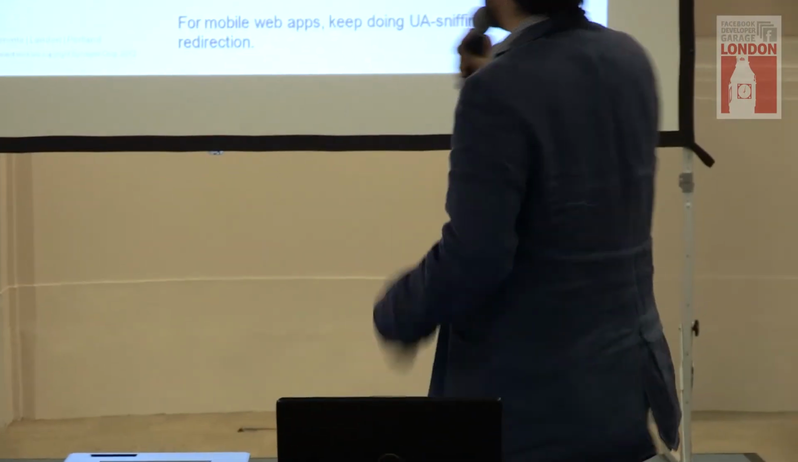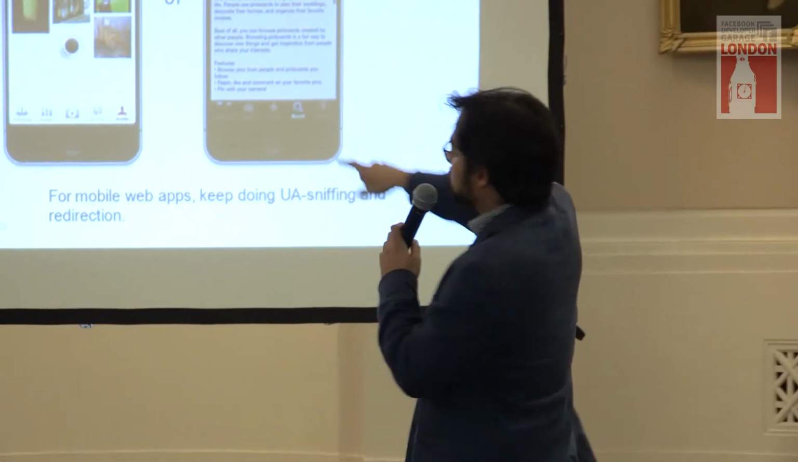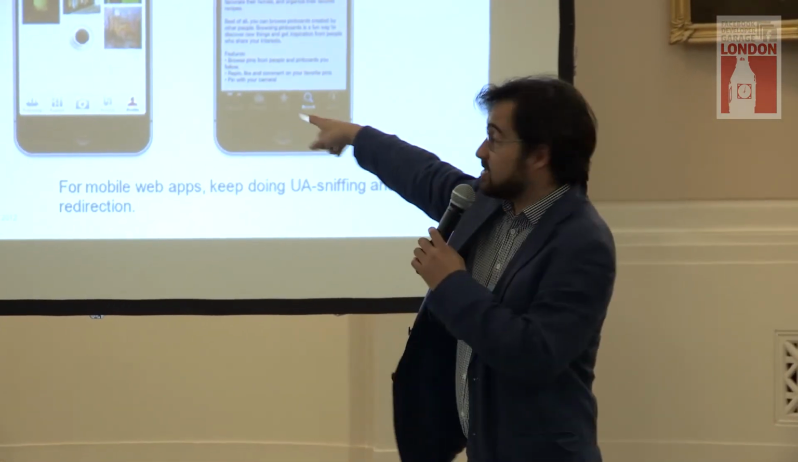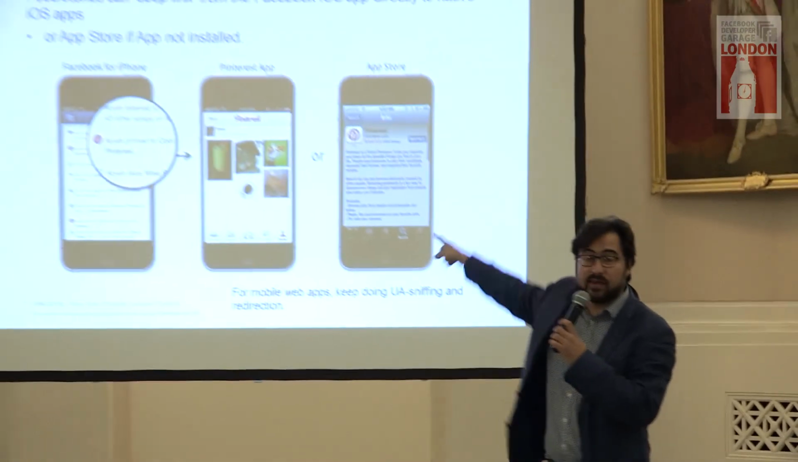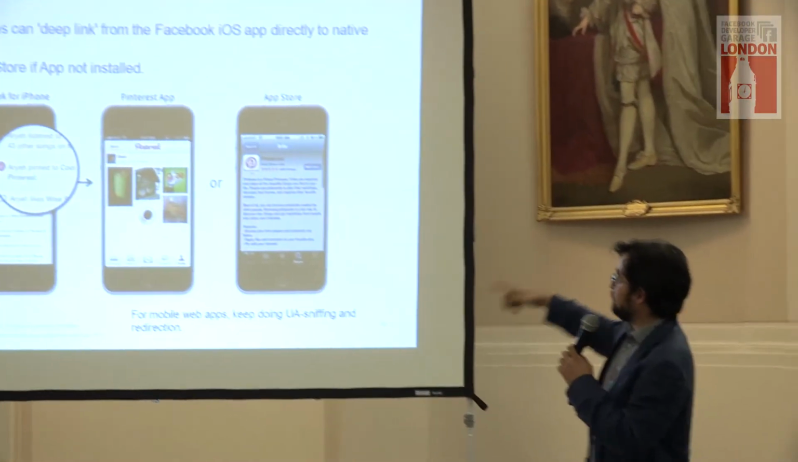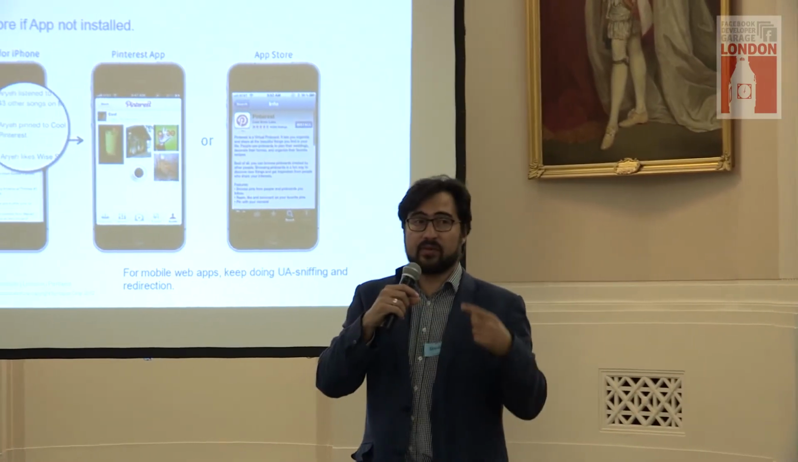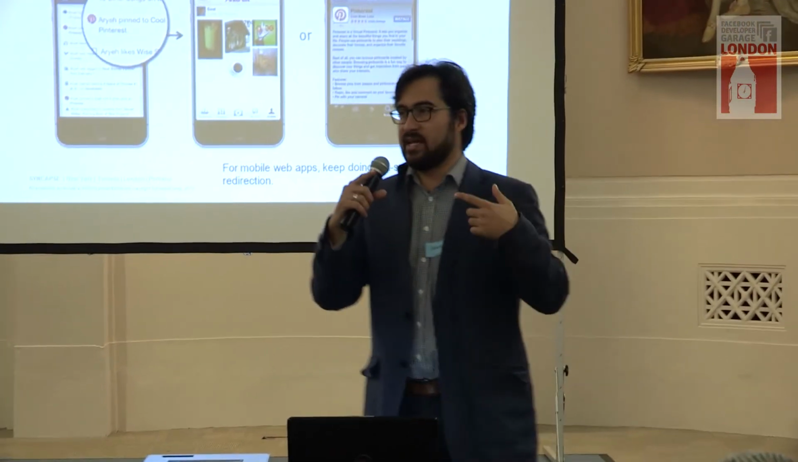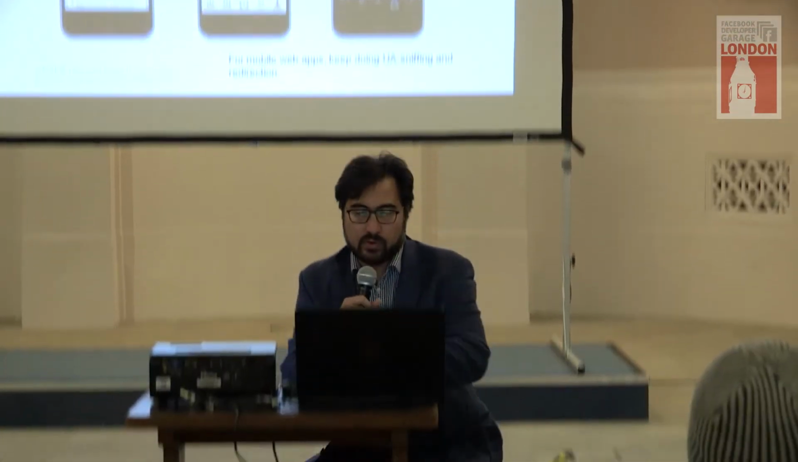So the example pretty much describes exactly how it works. There's a Pinterest story. The user selects it. It goes straight into the Pinterest app. If the user does not have the app, they go to the App Store page. Right? So basically, we're jumping from native iOS app directly into another native iOS app, which is great. If you're doing mobile web apps, though, you'll still need to continue what you're doing, which will be sniffing the user agent and redirecting appropriately.